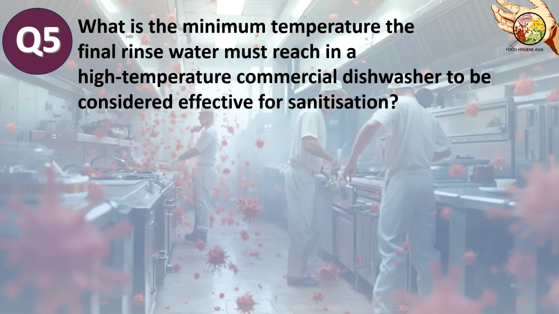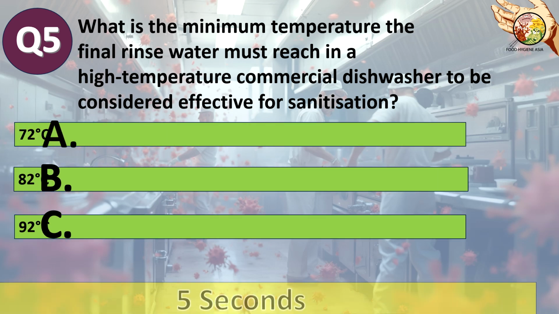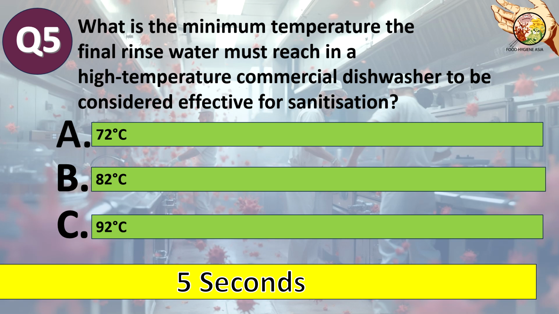Question 5. What is the minimum temperature the final rinse water must reach in a high-temperature commercial dishwasher to be considered effective for sanitization? A. 72 degrees Celsius. B. 82 degrees Celsius. C. 92 degrees Celsius.